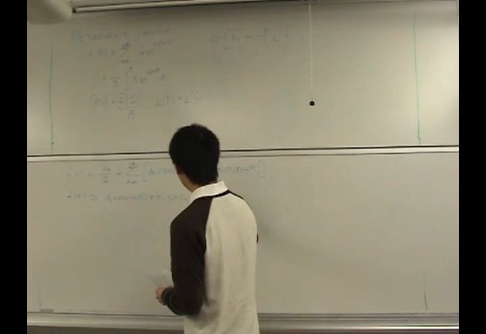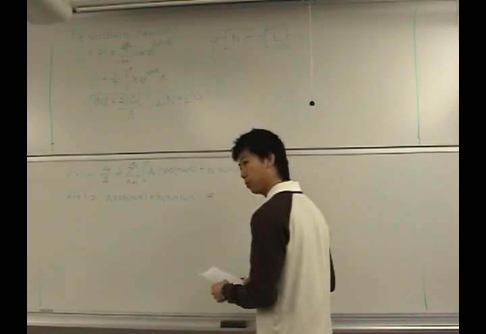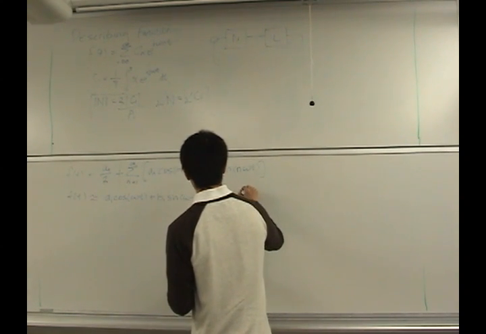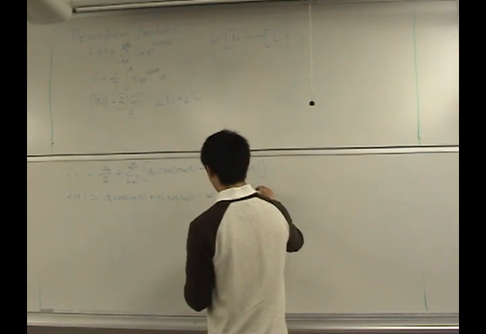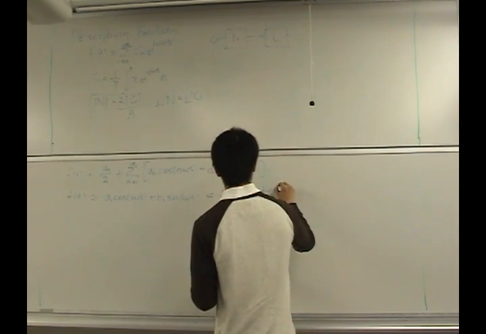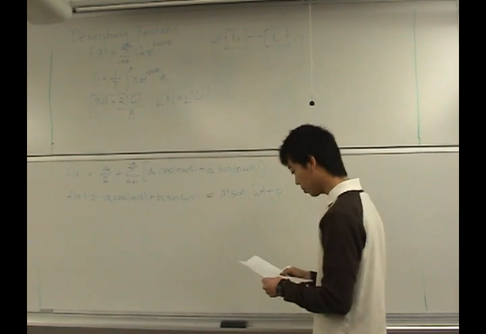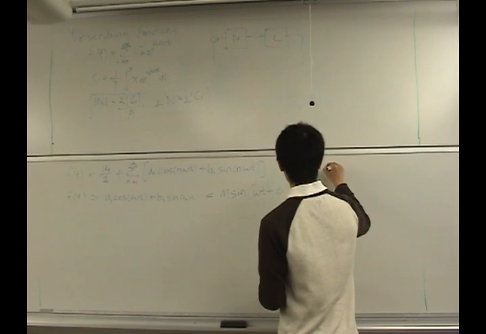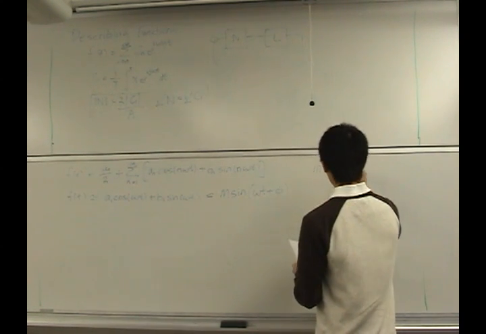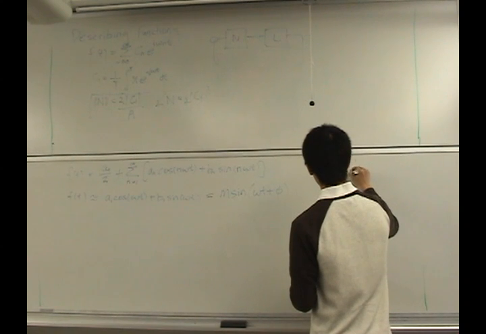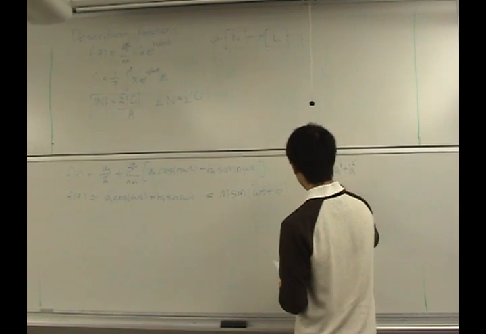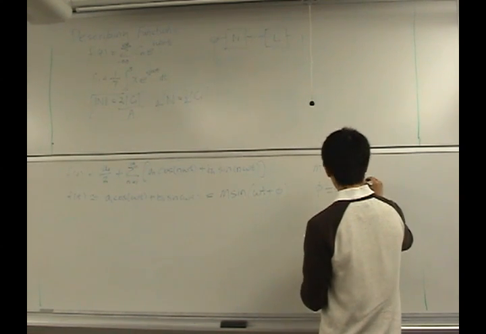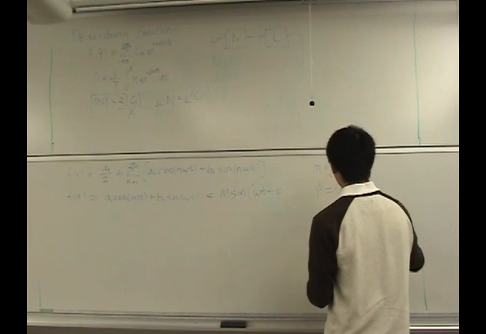There are a lot of trig identities involved here, but you could also write this as a magnitude times sine of omega t plus a phase. The magnitude would be the square root of A1 squared plus B1 squared, and the phase would be the inverse tangent of these terms.